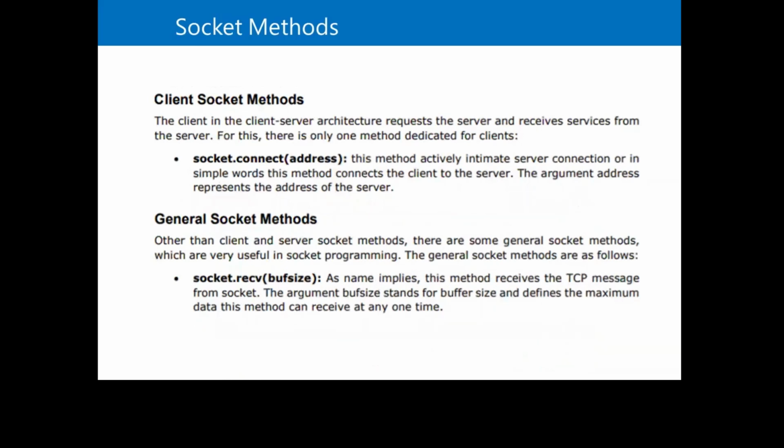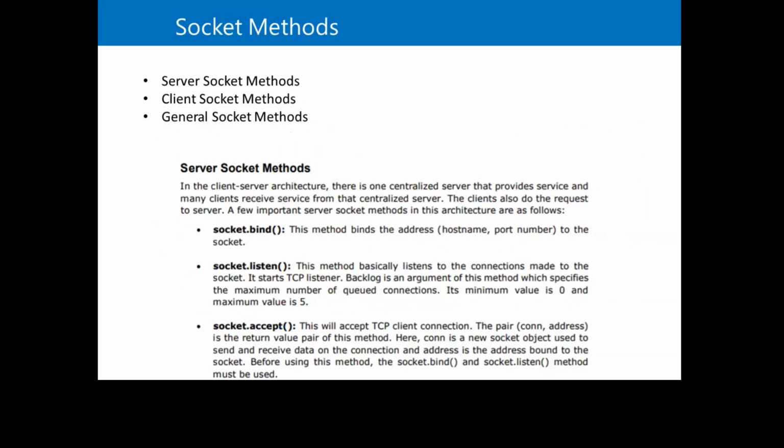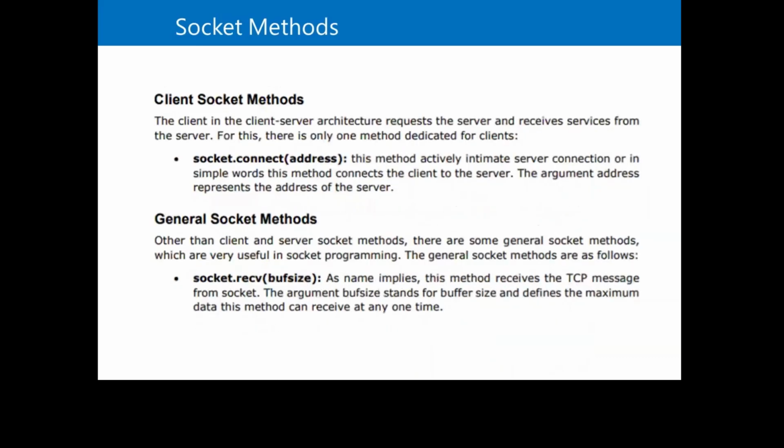So let's talk about the clients. We just explained the server socket methods. So now the client socket methods. For this, the client in the client server architecture requests the server and receives service from the server. There's only one method dedicated to the client: socket.connect. This method actively initiates a server connection, or in simple words, this method connects the client to the server. The argument address represents the address of the server.